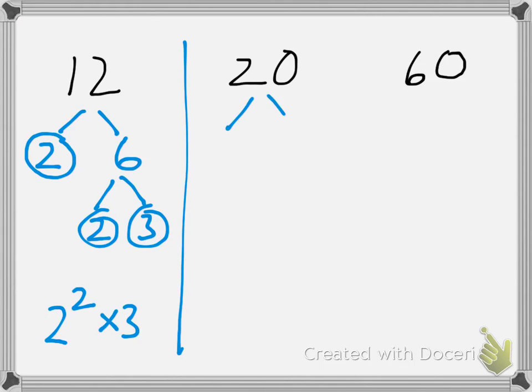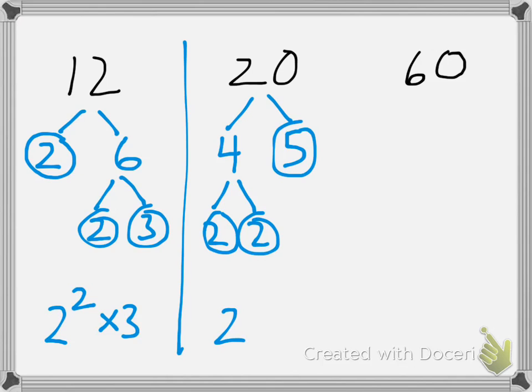For 20, we're going to have 4 times 5. You could also use 2 times 10. You will still get the same answer. 4 is 2 times 2. Those are both prime. 5 is prime. So we have 2 written twice, 2 squared times 5.